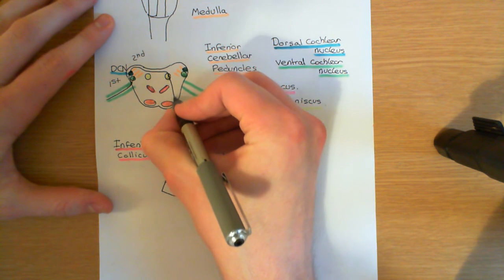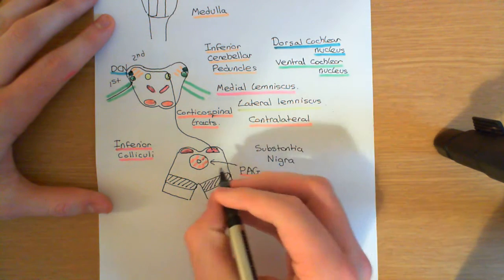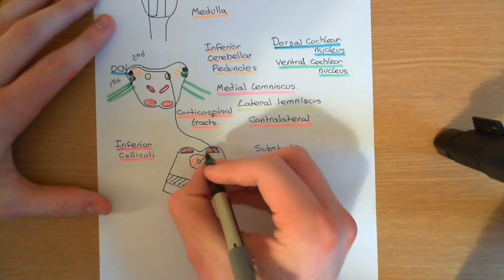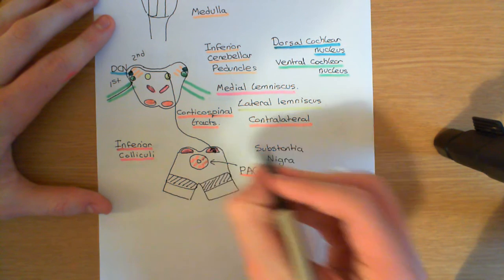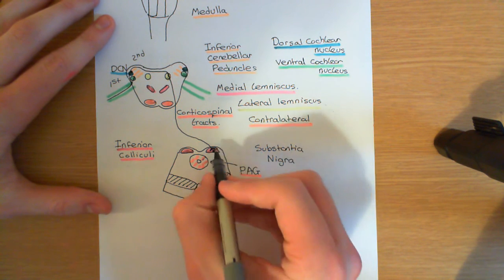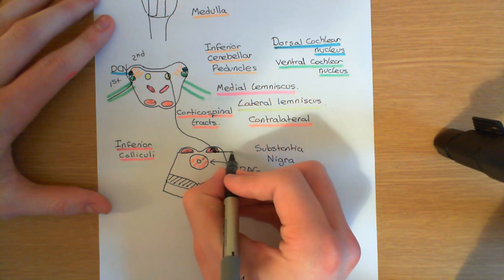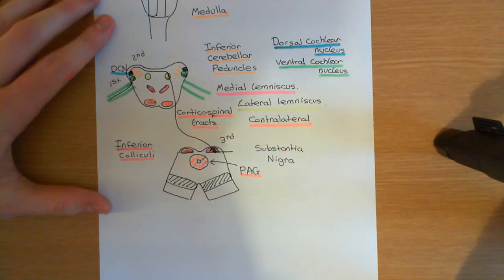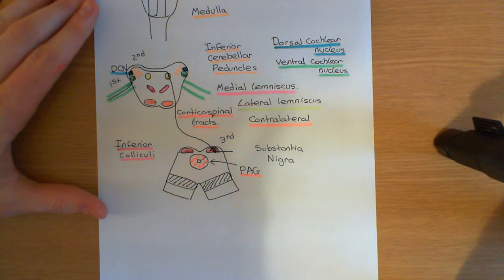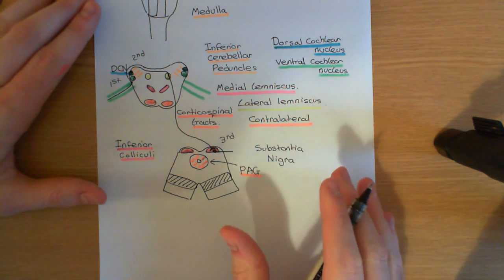So up it comes, and it's going to end up in here, and it's in here that it's now going to synapse onto the third order neuron. So here is its ending, and now we've got our third order neuron here. Now, where is the third order neuron going to go now? So this is our third order neuron that's going to transmit the information further. It's going to take the information up to the medial geniculate body, or the medial geniculate nucleus.